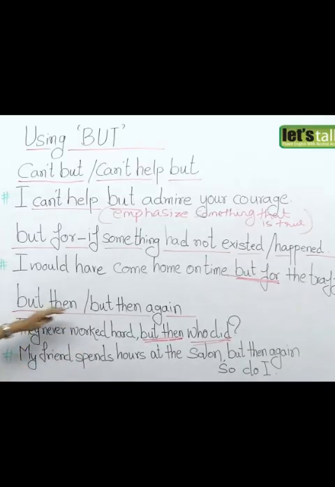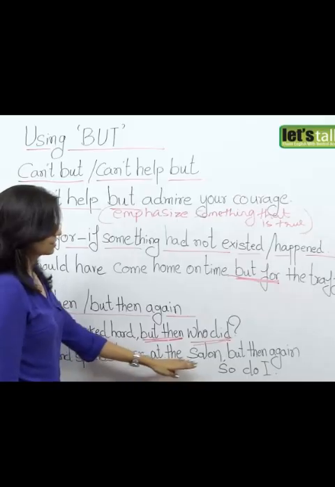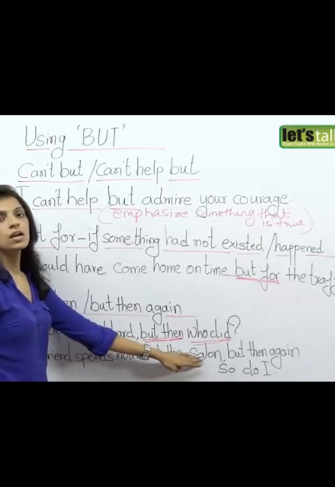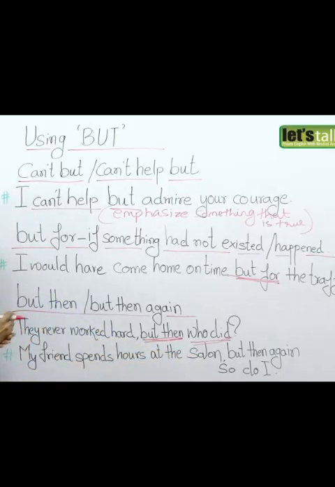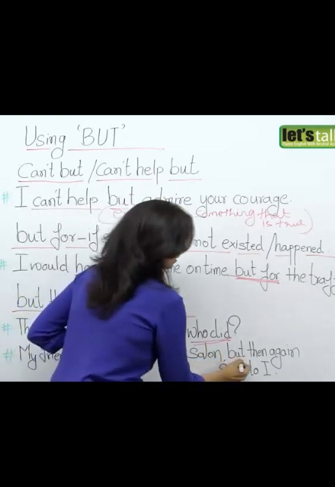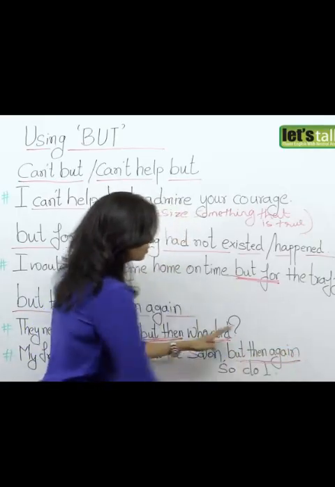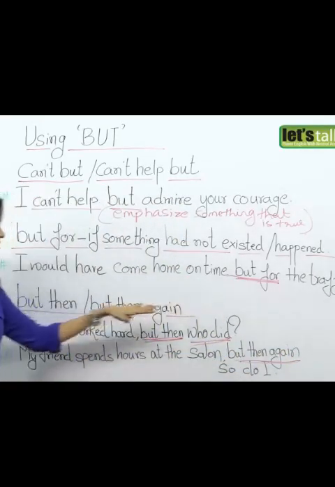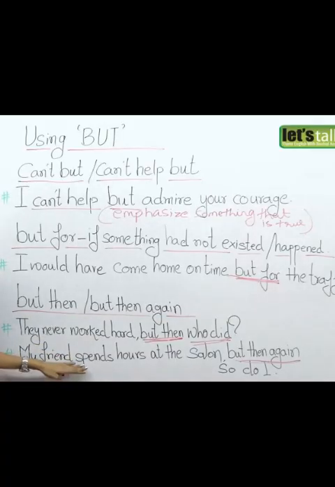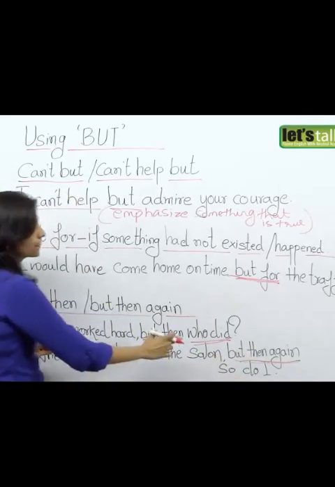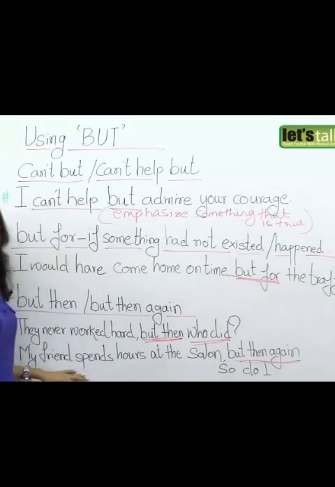Alright? So we use but then before a remark that is slightly contradictory to what you have just said. Okay? Now let's take a look at but then again. This is just a little different from this one. Like this. My friend spends hours at the salon. Okay, now this is something surprising. So if I tell you, my friend spends hours at the salon, it's surprising. But then, to make it less surprising, I say, but then again, so do I. So when I use but then again, I use it before an expression that I just used that was a little surprising. So I'm trying to tell you, hey, listen, don't be surprised. I do it too. So I say, but then again, so do I.